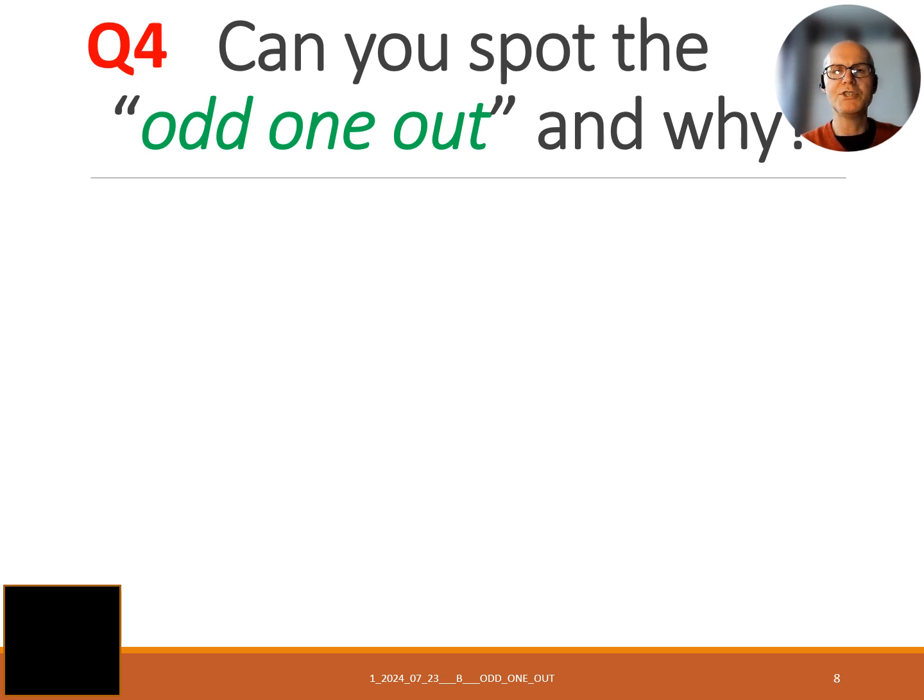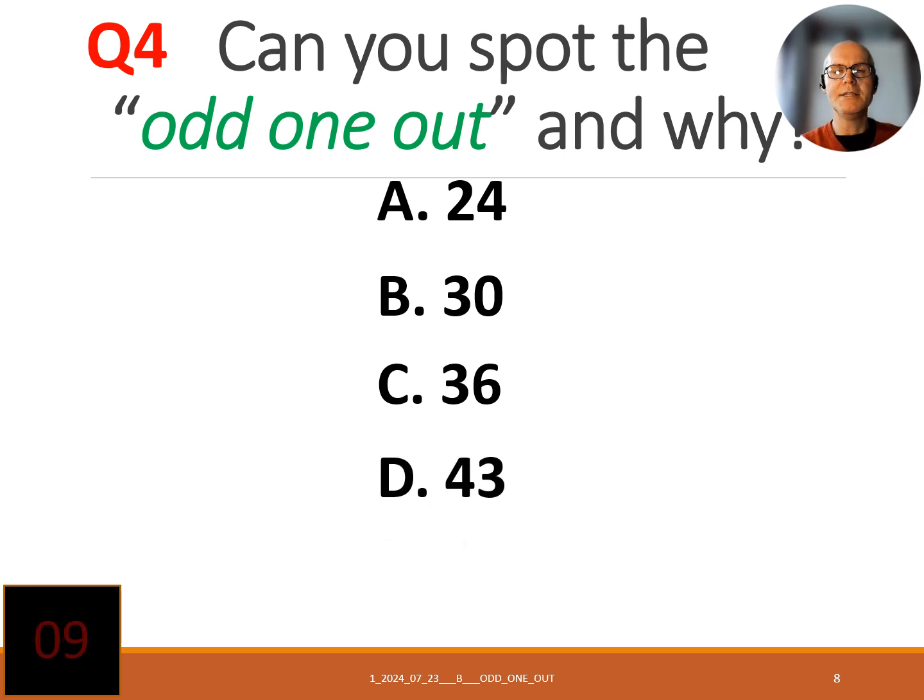Next question. Question 4. Here's the 4 choices again. A. 24, B. 30, C. 36, D. 43. 3 of these numbers have something in common, 1 of them does not.